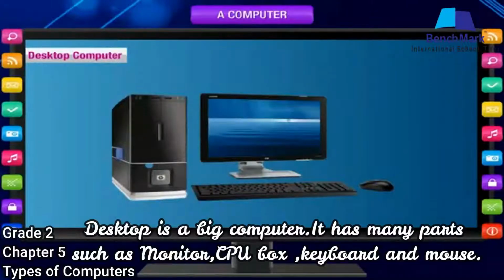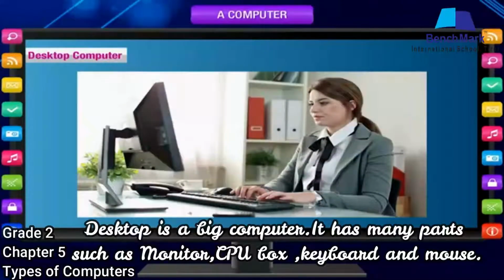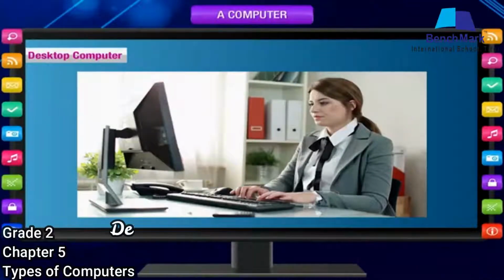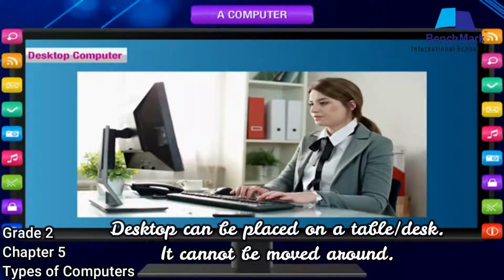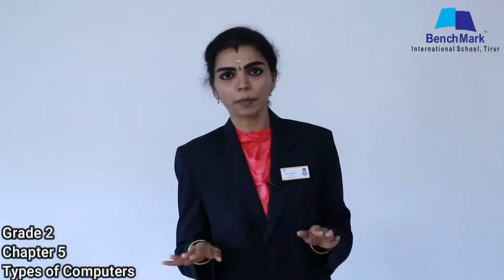Okay. So the first and foremost type that we are going to see is desktop computer. I hope most of you might have seen this. This desktop computer is also called as personal computer. So what is this desktop computer all about? The desktop computer is a computer that is kept in one place, that is kept on a desk. So it is called as desktop computer.